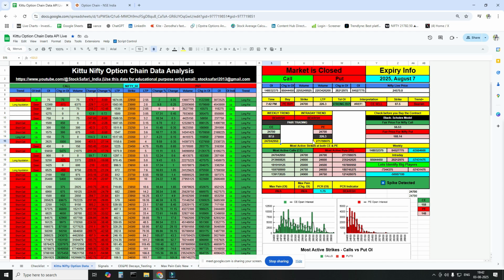And we are not only concentrating on the top one open interest for both the call side and put side. Now we are also concentrating on the top 5 call side and also the put side. And we recently developed this new option where we can identify the spike detectors.